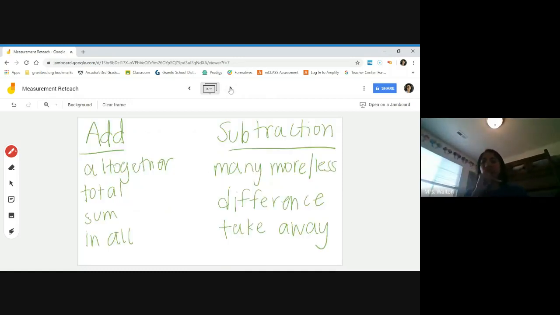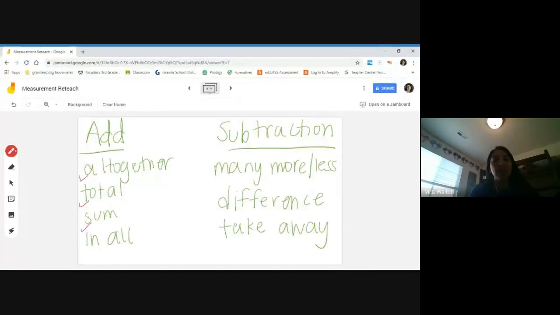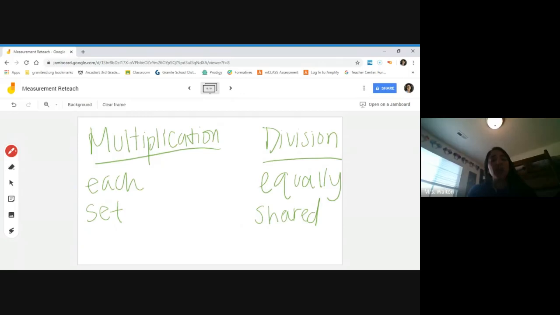And lastly, those last couple levels, or a lot of the levels, have some word problems. So I thought I'd go over your word problem vocabulary so you remember. If we have an addition, we know to add when we see words like all together, total, sum, in all. With subtraction: how many more, how many less, the difference, and take away. And with multiplication, you'll see each or a set, and division, equally or shared, like you're splitting something up, you're sharing it equally.